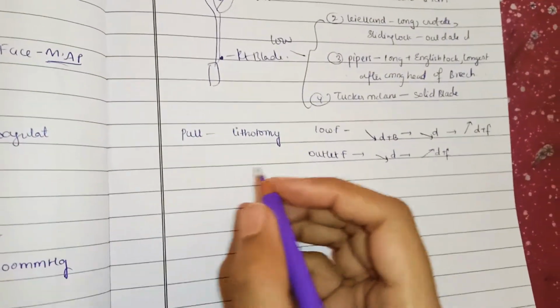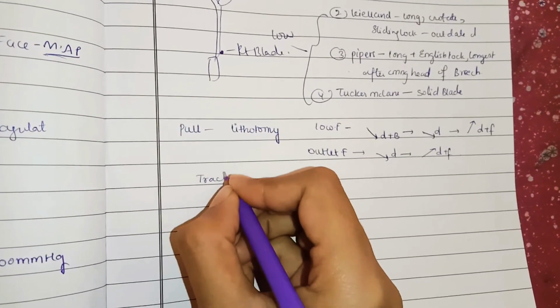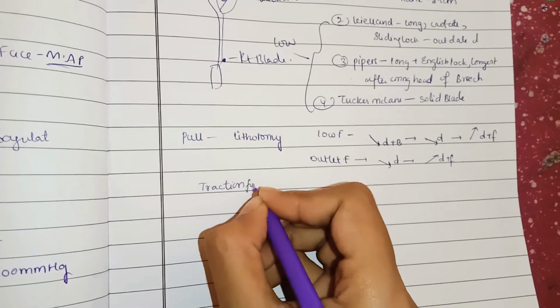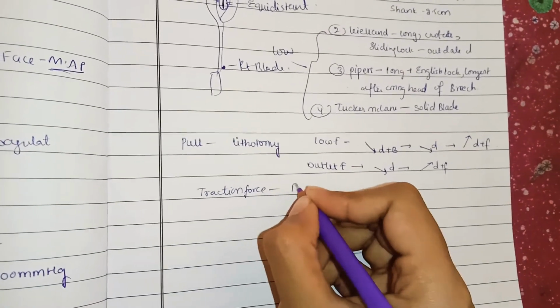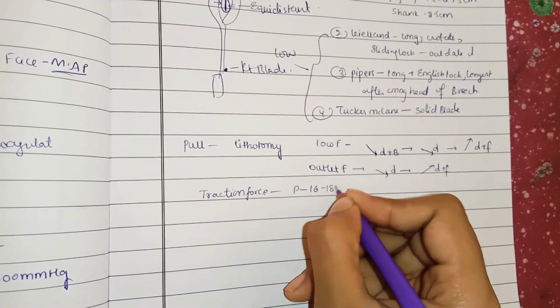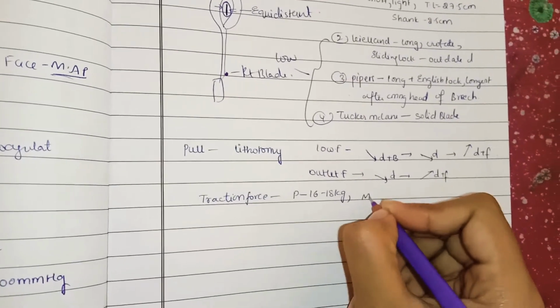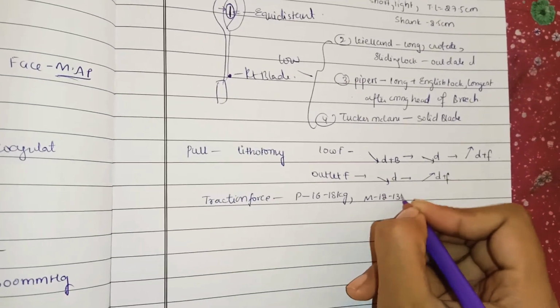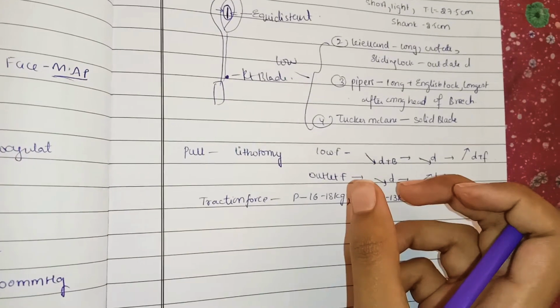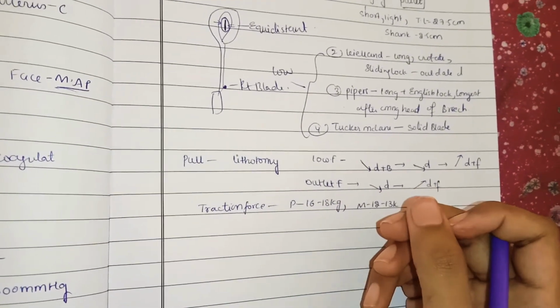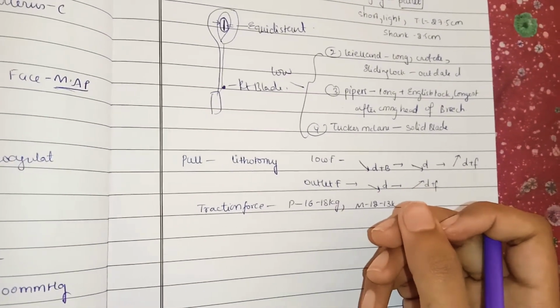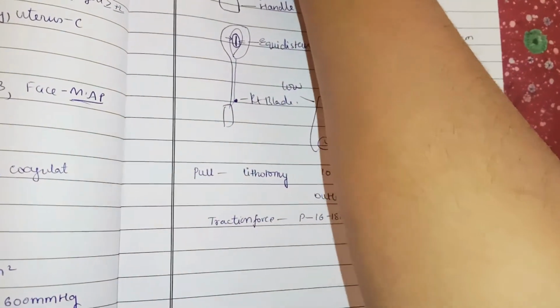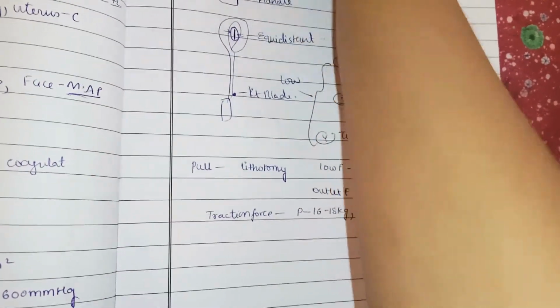Now coming to traction force applied. Traction force applied in the case of primigravida is 16 to 18 kgs. In the case of multigravida it is 12 to 13 kgs. And in a correctly applied forceps, the diameter along which the forceps will be applied is the occipitomental diameter of the fetal head.